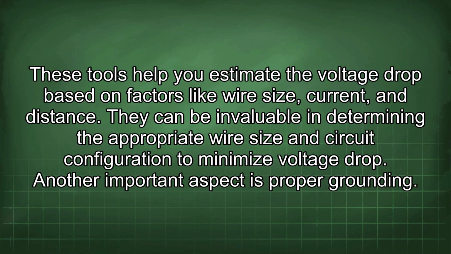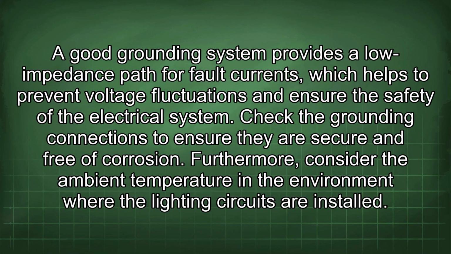When dealing with long lighting circuits, it's also beneficial to consider the use of voltage drop calculators. These tools help you estimate the voltage drop based on factors like wire size, current, and distance. They can be invaluable in determining the appropriate wire size and circuit configuration to minimize voltage drop. Another important aspect is proper grounding. A good grounding system provides a low impedance path for fault currents, which helps to prevent voltage fluctuations and ensure the safety of the electrical system.